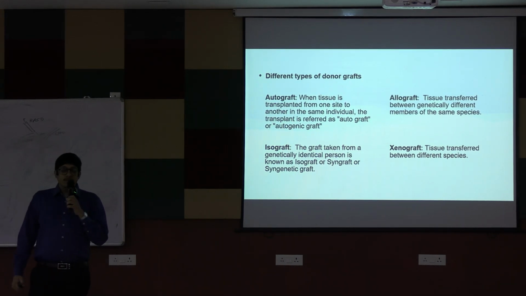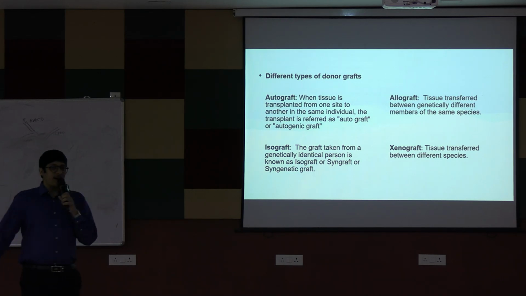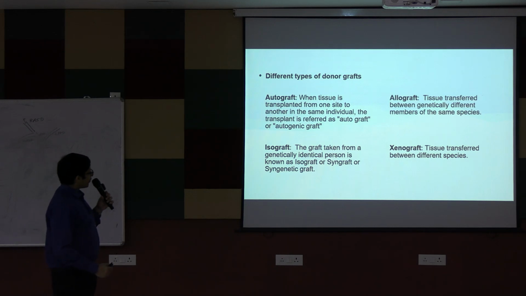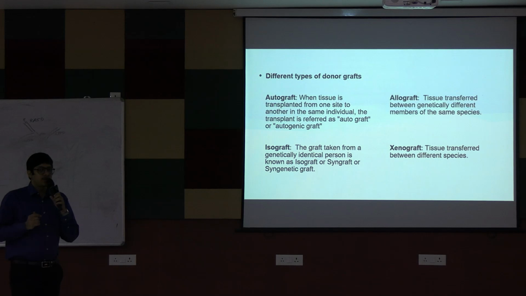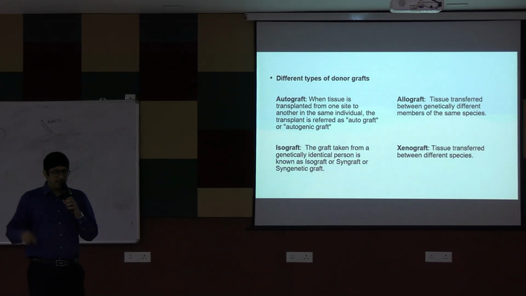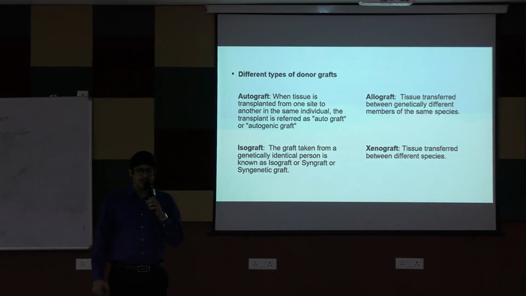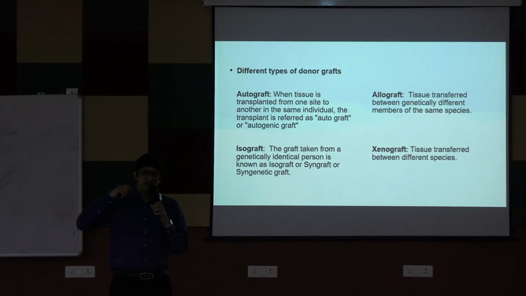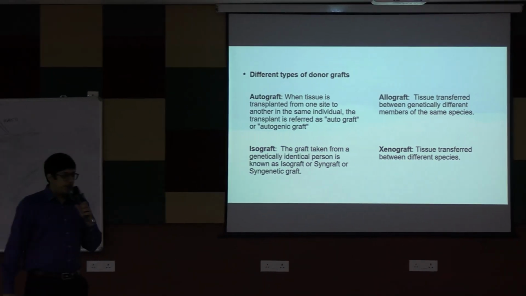Yes, very good. So what we do is we identify the chance of rejection of that graft by the host tissue. With this classification we know that autografts have the least chance of rejection. Autografts actually have no chance of rejection because it is from the same body, the same individual, and xenografts have the highest chance of rejection because it is from a different species and the body identifies the tissue from that species as foreign.